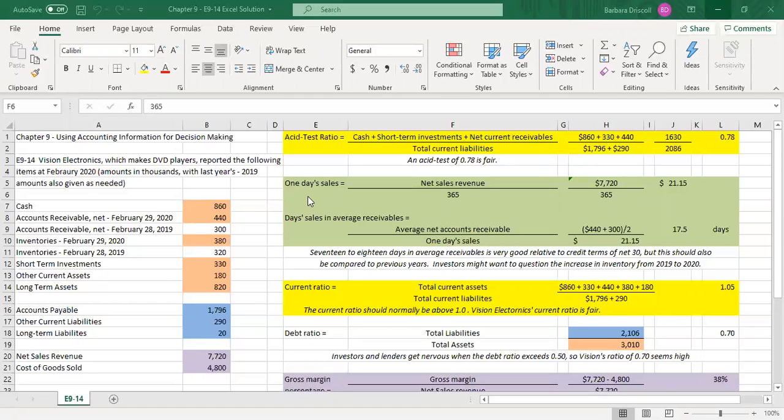The first ratio that we're going to look at is the acid test ratio, which is similar to the current ratio, but a more stringent measure of the ability to pay our current liabilities. The acid test ratio tells us whether the entity could pay all its current liabilities if they came due immediately. So with the acid test ratio, we are looking at what cash we can get in our pocket today.